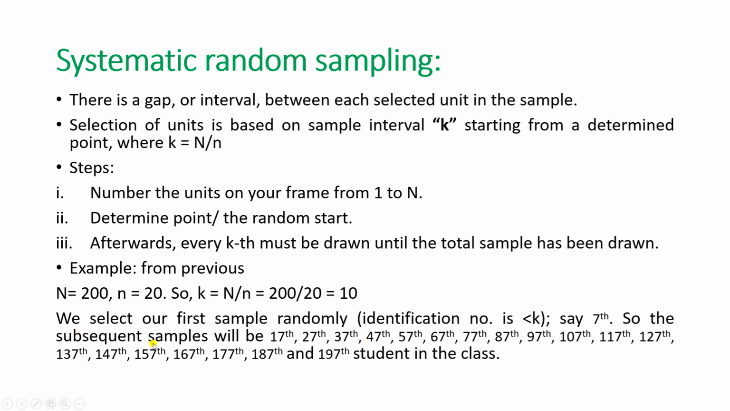So at the end of the selection I shall have 17th, 27th, 37th, 47th, 57th, like this, 167th, 177th, 187th and 197th. After this we cannot continue because we have roll numbers only up to 200. So we have 20 students as my sample from this class. This is systematic because I have followed this constant gap, which is 10, the sample interval between each sample. That is why this is known as systematic random sampling.